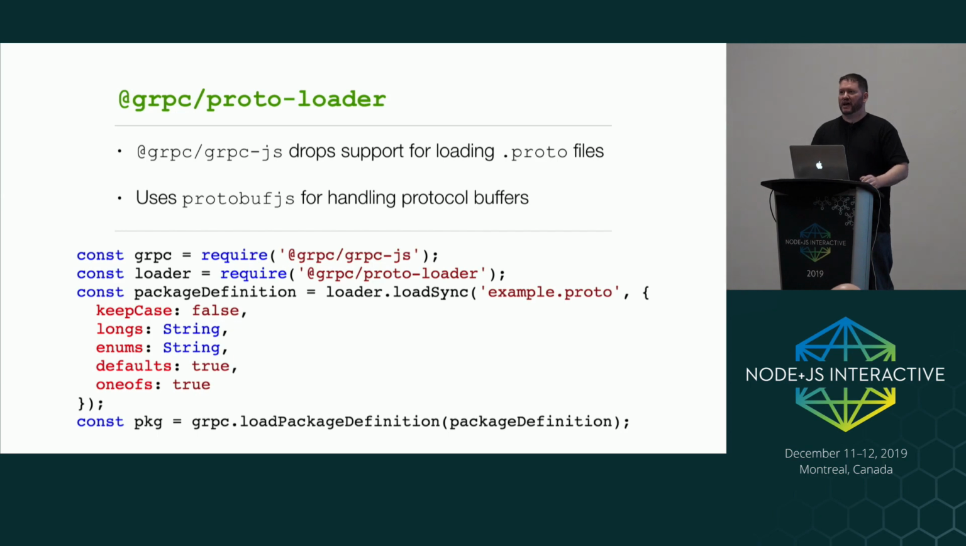That's important because if you have a really big number that won't fit into a typical JavaScript number, you might want to encode it as a string and then do something with it from there. So this will give you your package definition, and then all you would do is, inside of gRPC-JS, call loadPackageDefinition, and it'll give you back a package that you can then start using to make your RPCs.